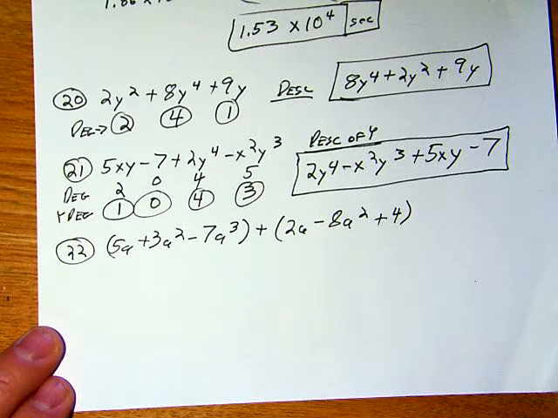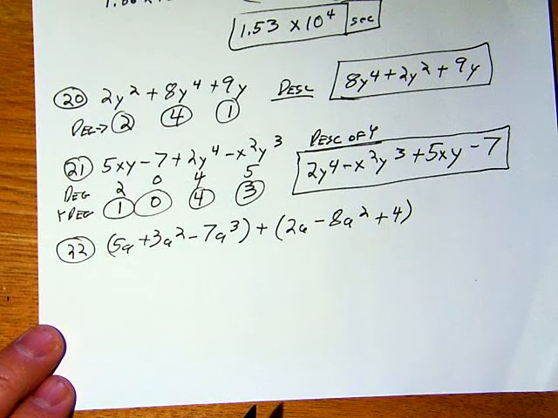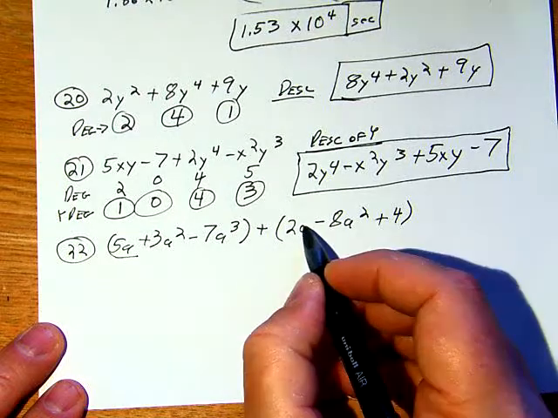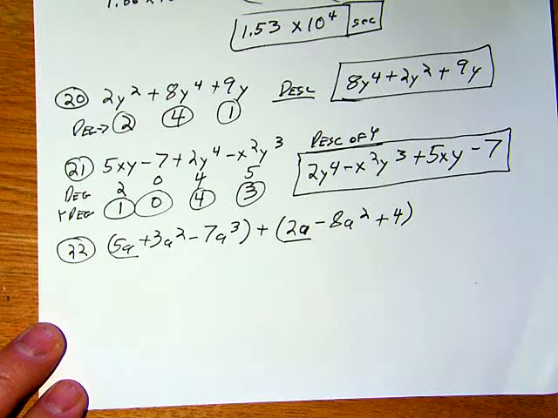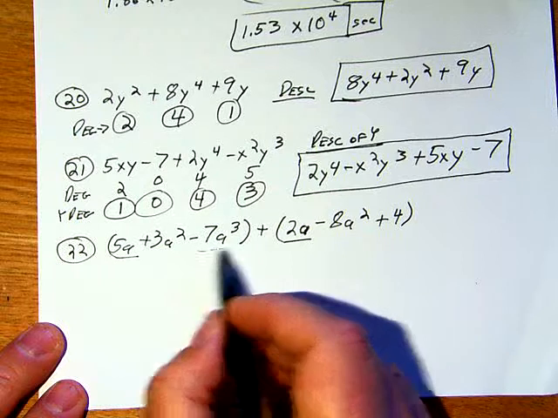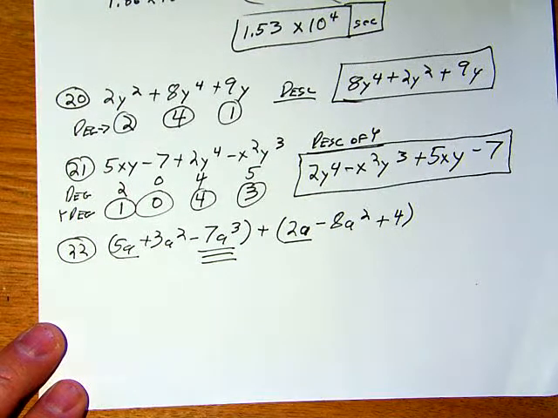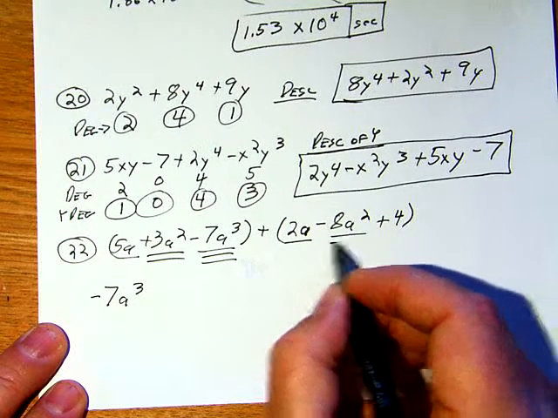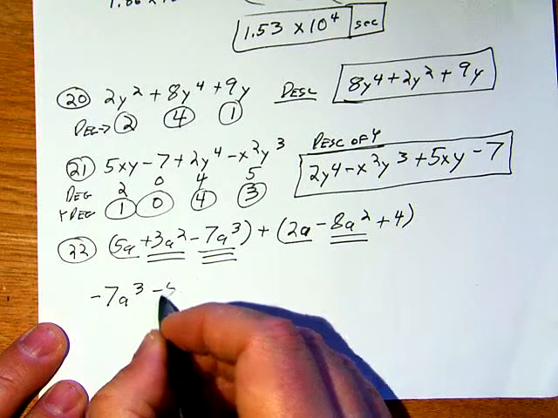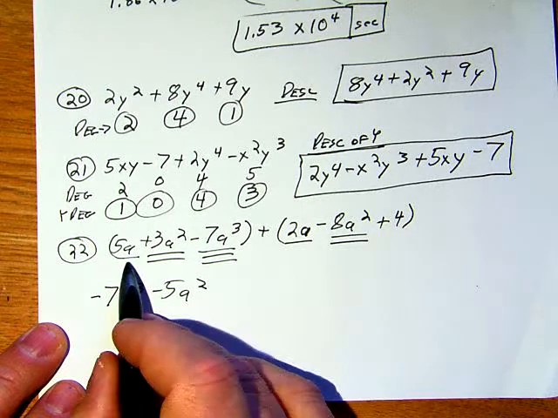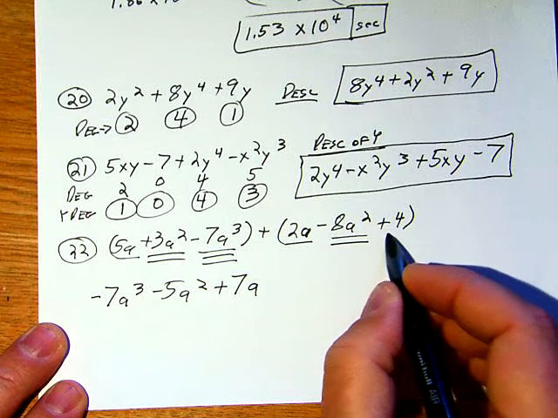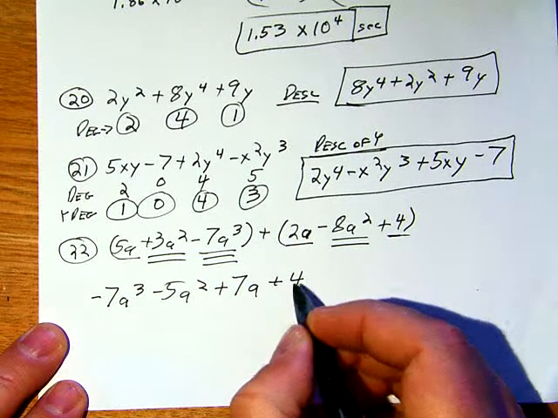So we're looking for like terms. My highest degree of a is here, so I'm going to start with that one, the a cubed, minus 7a cubed. There's my a squareds. 3 minus 8 is minus 5a squared. Now the a's, 5 and 2, both positive. And finally, I've got a 4 at the end.